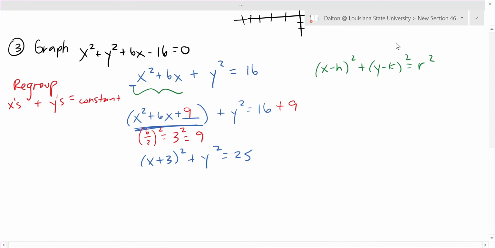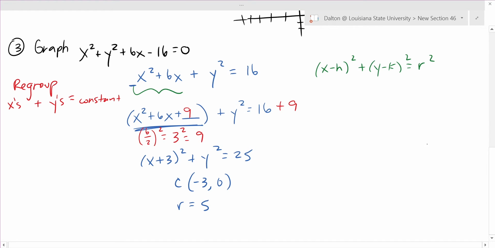Now this looks just like the standard equation of a circle. So then if I ask you for the center points, again, insiders lie, so if it's x plus 3, the center is going to be negative 3. Y doesn't have a value tied to it, so it's just 0. And then if r squared is 25, then that means the radius is 5.